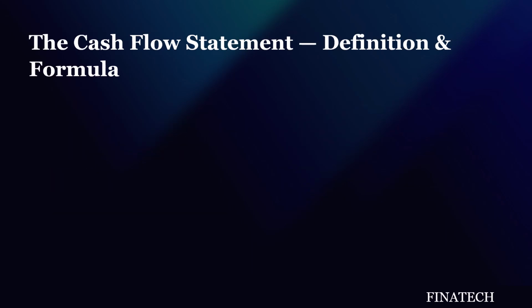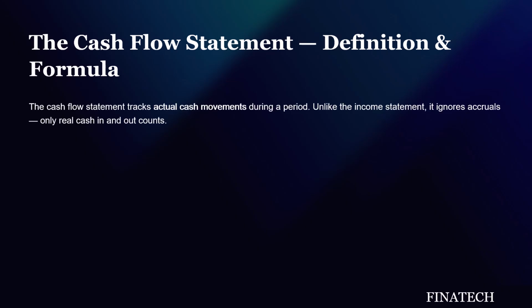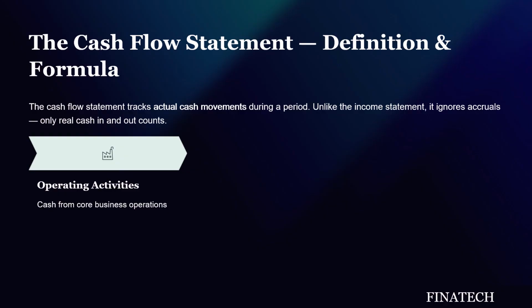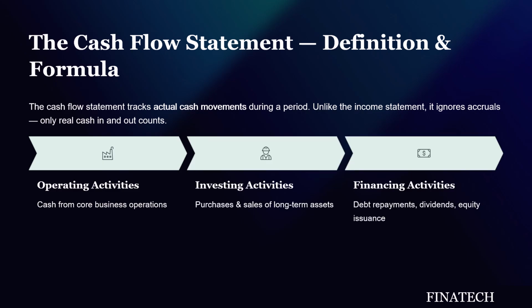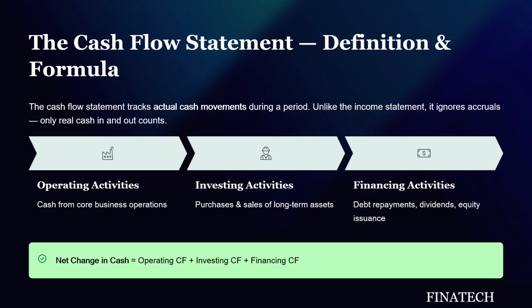And the third, what is the cash flow statement? This is a definition and a formula. The cash flow statement tracks actual cash movement during a period. Unlike the income statement, it is not on an accrual basis. Only real cash in and out count. The cash flow statement contains the operating activities, the investing activities, and the financing activities.